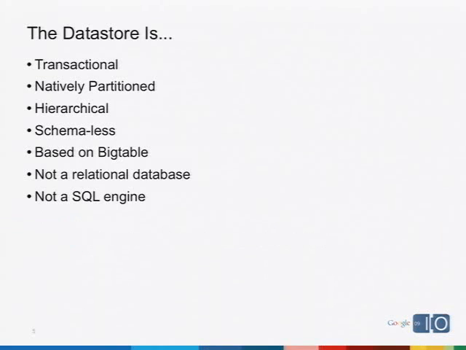So let's talk about the basics of the App Engine Datastore. First and foremost, it is transactional. It has the ACID properties that we have rightly come to expect from something that does persistence. A little bit more interestingly, it is natively partitioned. So the App Engine Datastore is a distributed system. Your data is split out across a network of servers.